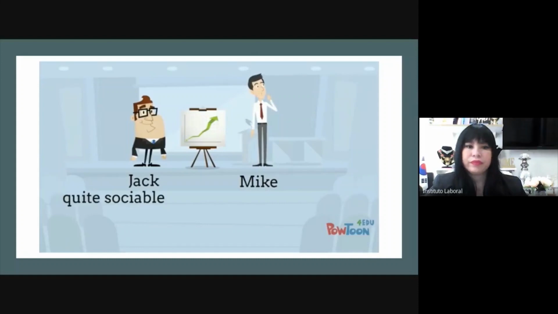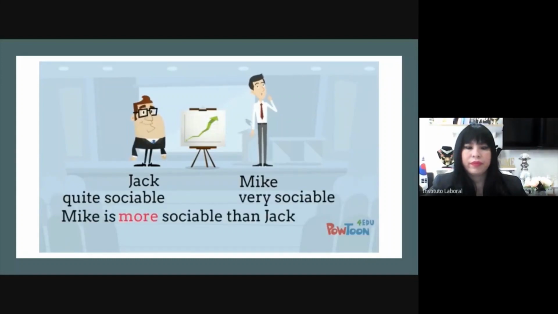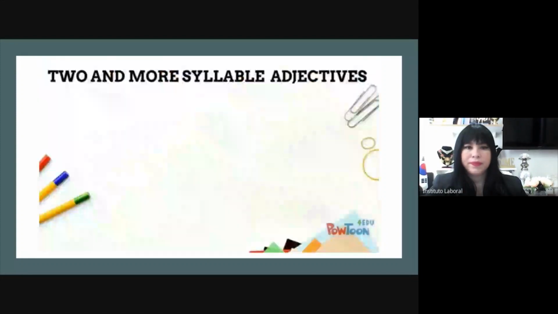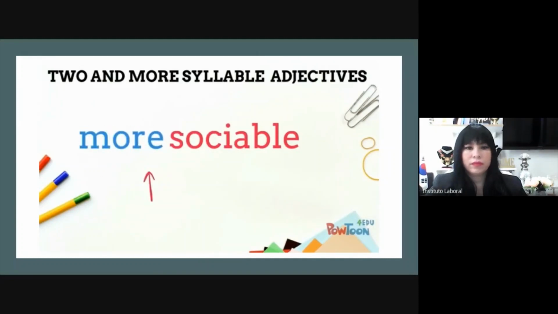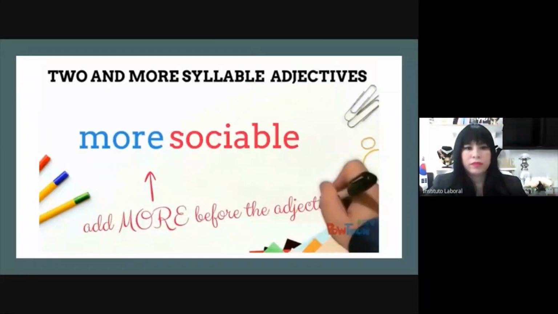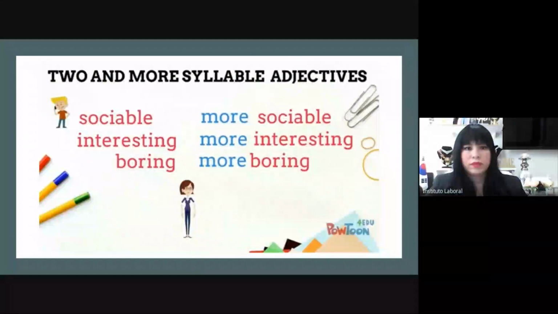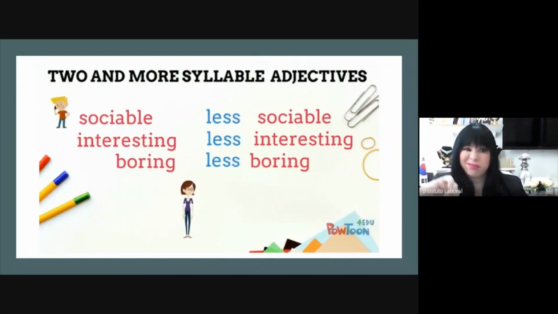Jack is quite sociable. Mike is very sociable. So Mike is more sociable than Jack. If it's an adjective with two or more syllables, we add the word more before the adjective. Sociable, more sociable. Repeat after me. More sociable. More interesting. More boring.